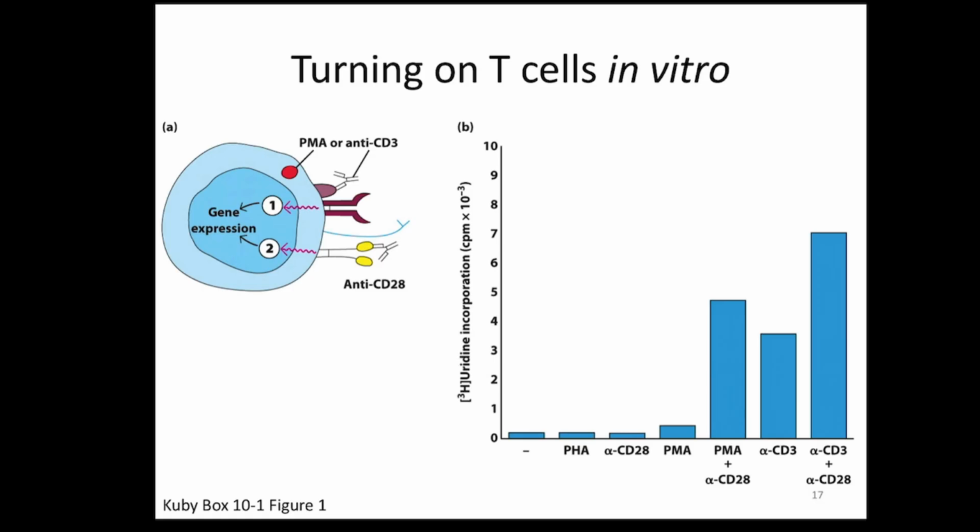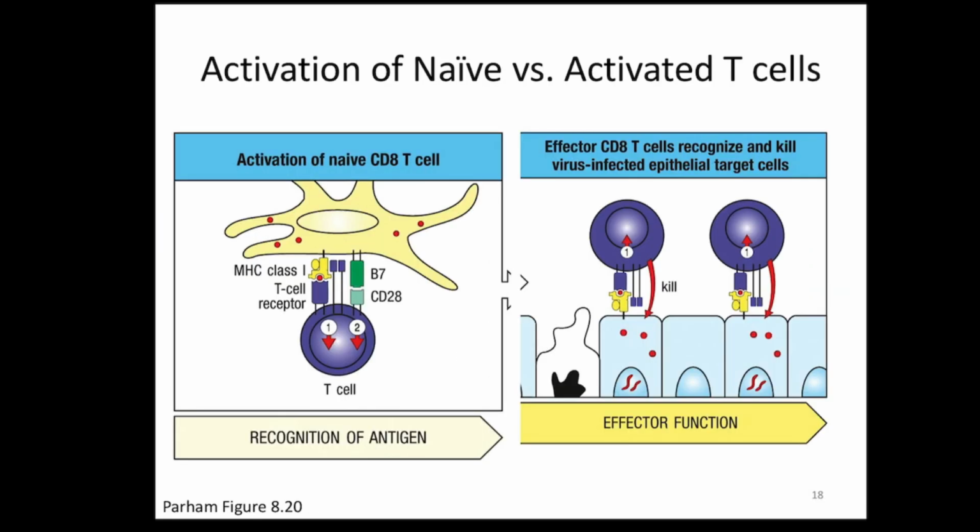And so in fact, the only way we can get T cells to proliferate is if we give them signal 1 and signal 2, through both some way of giving them a signal 1 and some way of giving them a signal 2 activation. And so what we were just talking about was the activation of a naive T cell.